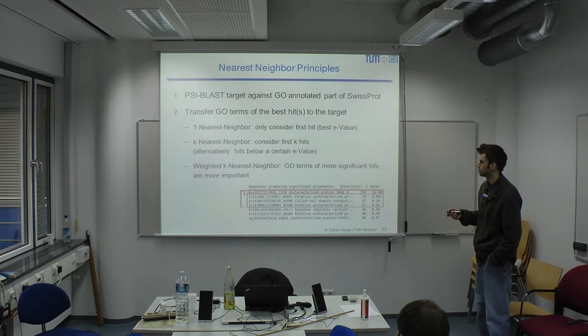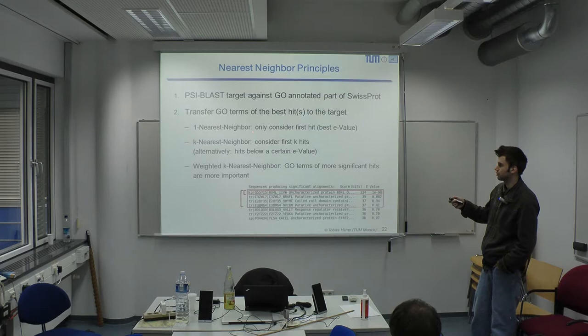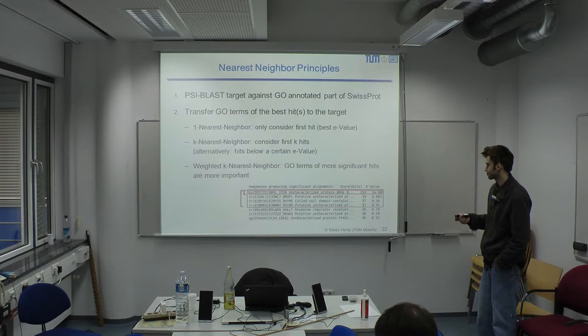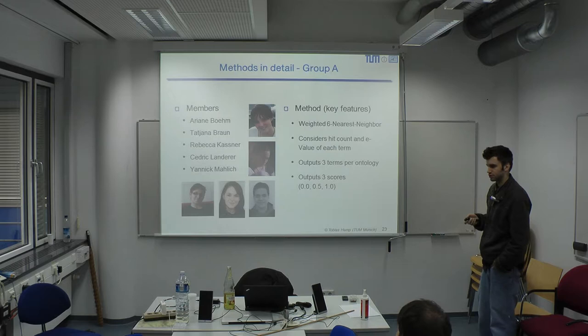Then you go on. For example, I will now switch to a more machine learning oriented vocabulary. You do a 1 nearest neighbor prediction. This is what I just explained. So you simply take the top hit, or you consider the first k hits, or you go even one step further by weighting the hits in some way. And yeah, this was basically all the instructions that the students had. They should all follow these basic steps. And in the end, we got three methods back. They had about two months for all this.